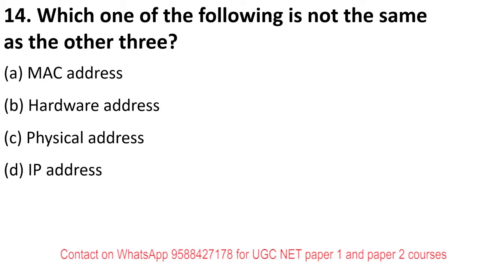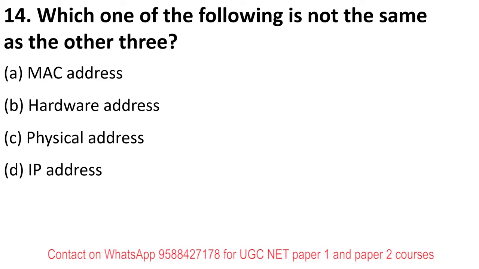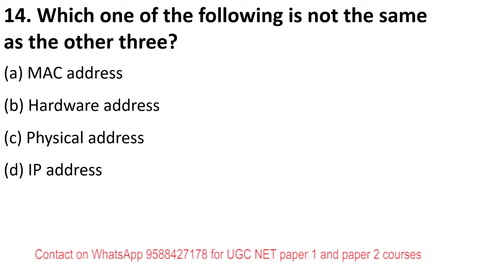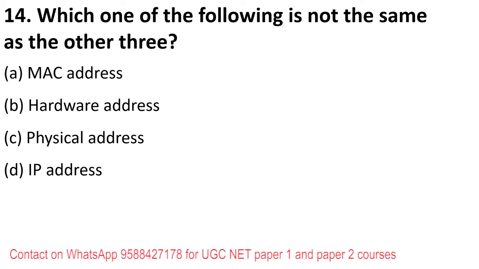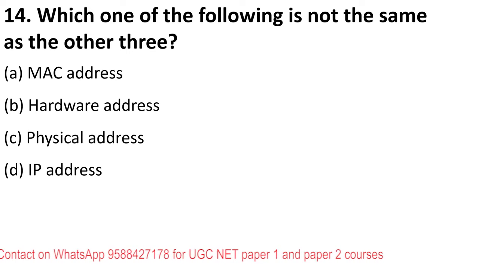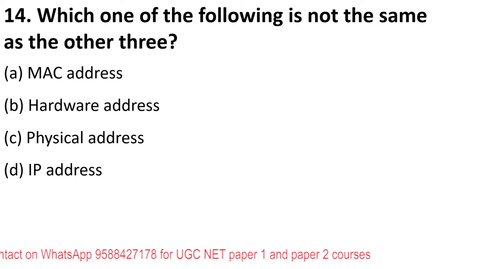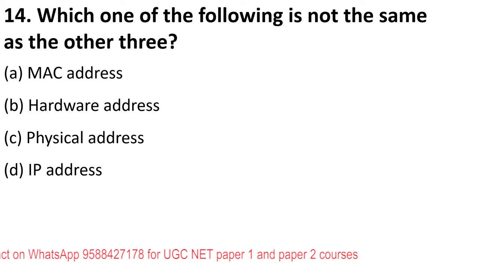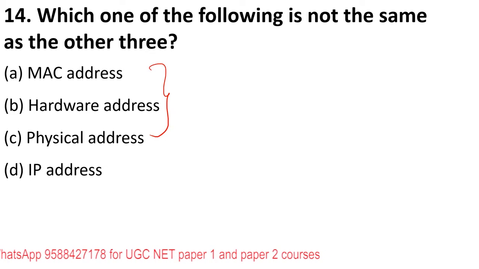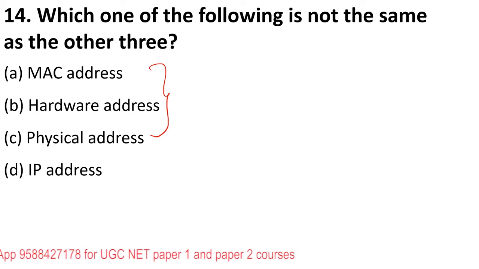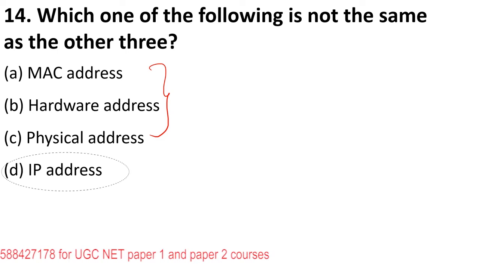Which one of the following is not the same as the other three? MAC address, hardware address, physical address, or IP address. Your MAC address, physical address, and hardware address are used for local identification of any computer on the LAN, while your IP address is used for global identification of your system over the network, which is on the internet. So the odd one out is option D, IP address.